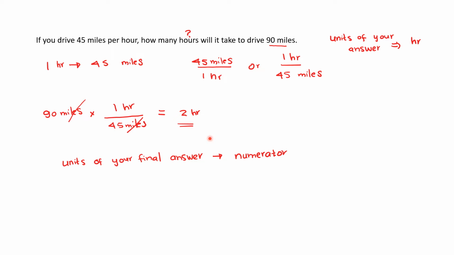So here are two things to remember. The number with units of your final answer should go in the numerator. The number with units you need to cancel out should go in the denominator.